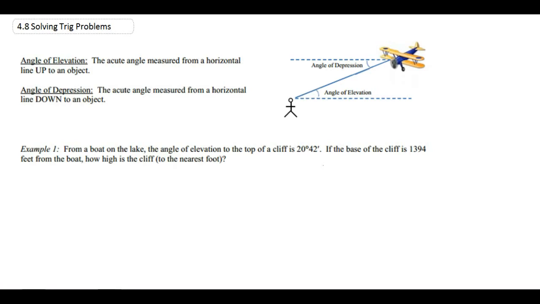Now, the first thing you might want to notice is look at the drawing there about the angle of depression and the angle of elevation. Just think of that as you're looking at an object and you elevate your eyes, that will be your angle of elevation, while quite the opposite if you're talking about angle of depression. If I am looking out and looking down at something, that is the angle of depression.